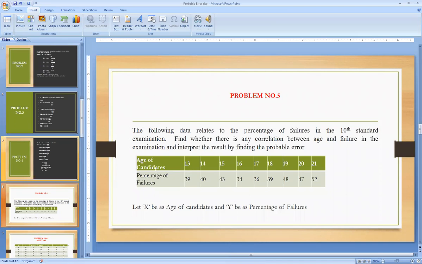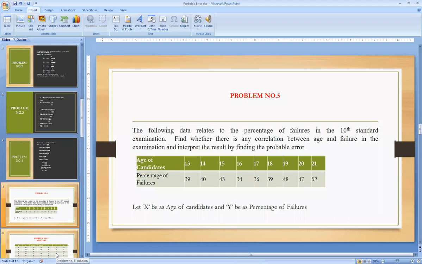So the variable x that they have given has to be seen here. The age of candidates is 13 years, 14 years, 15, 16, 17, 18, 19, 20, up to 21 years, and the percentage of failures is also given. At 13 years, 39 is the percentage of failures, at 14 years 40, 15 years 43 percent, 16 years 34 percent, 17 years 36, 18 years 39, 19 years 48 percent failed, 20 years 47 percent failed, and 21 years 52 percent failed.